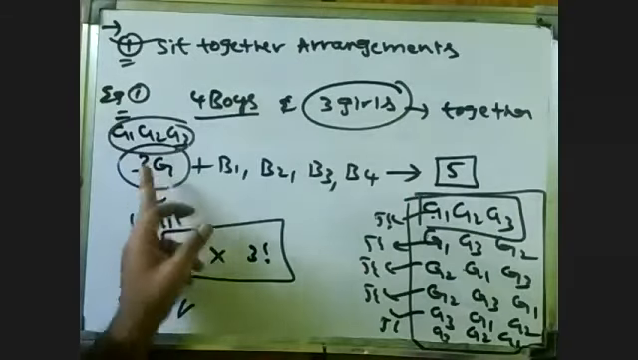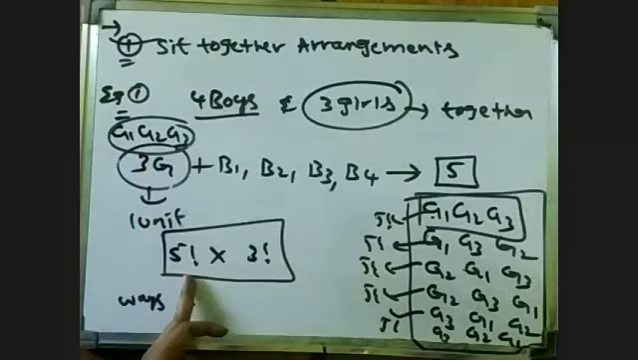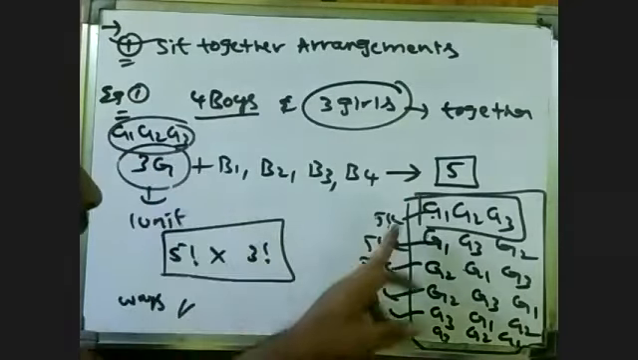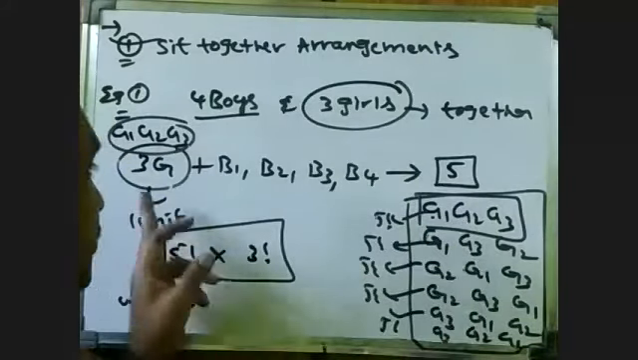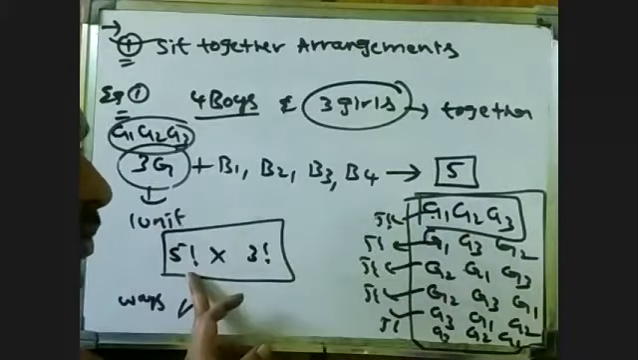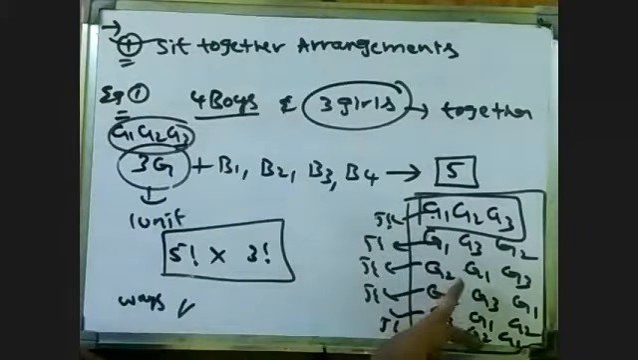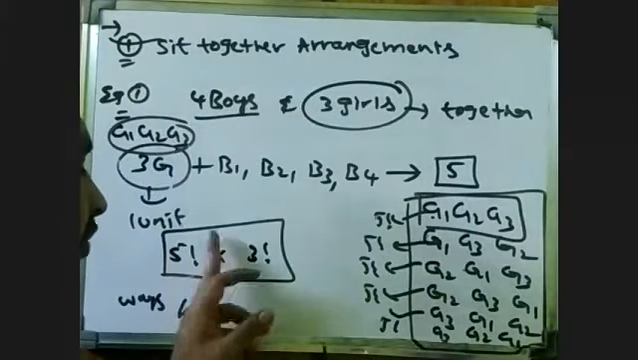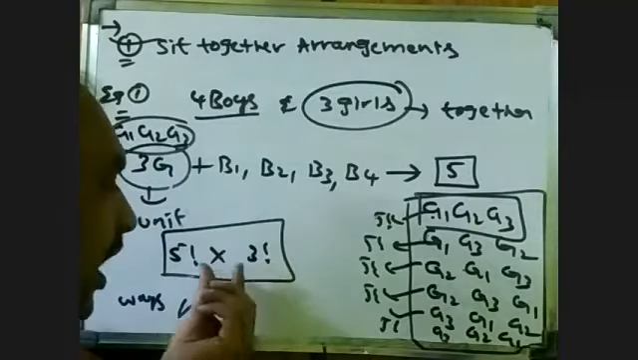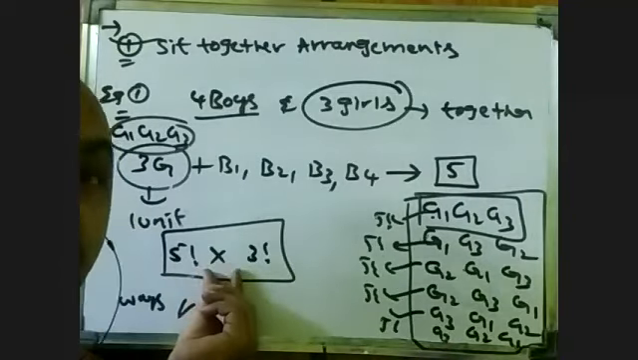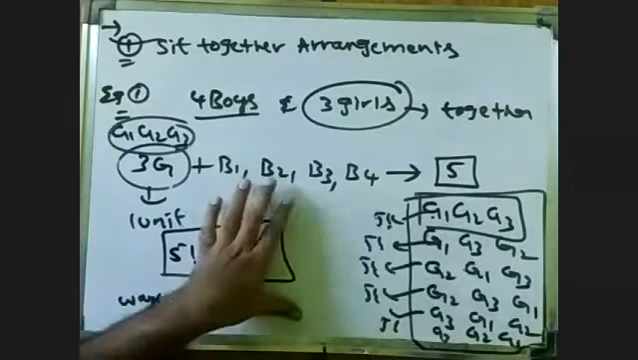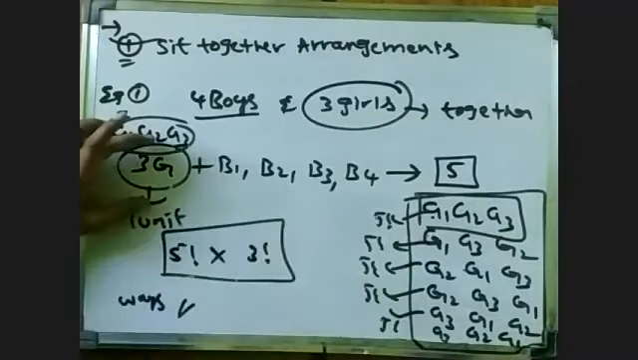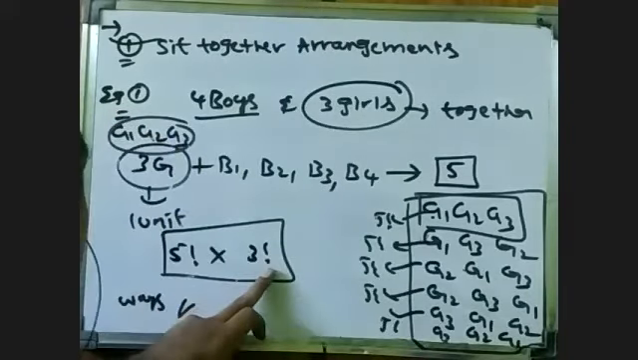So for every internal arrangement, you will get 5 factorial. Since these 3 girls can be arranged in 3 factorial ways, which is 6, for each arrangement you will get 5 factorial. Since there are 3 factorial internal arrangements, you will get 5 factorial into 3 factorial. I am using multiplication by the counting principle because this is only the arrangement, but you are missing the internal arrangement.